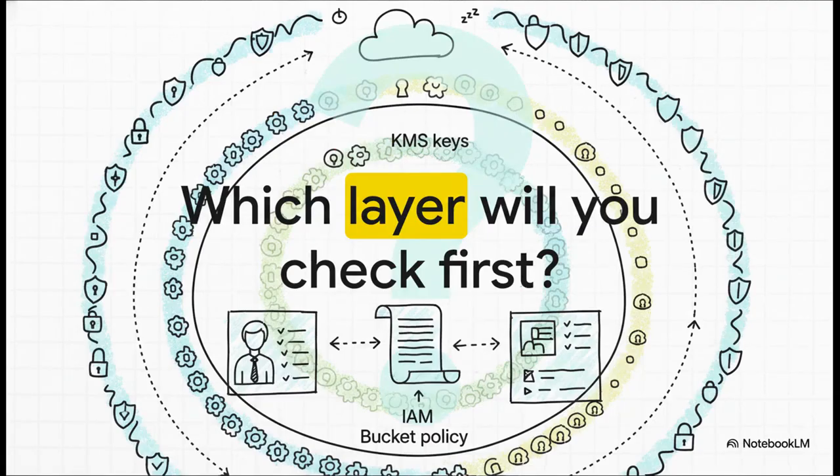So, the absolute crucial point to leave you with today is this. Next time your pipeline halts at 2 a.m., which layer are you going to check first? Remember, S3 isn't malfunctioning, it's just protecting data through a really logical, layered funnel. It works systematically from the inside out: IAM permissions, then bucket policy, then KMS keys, organizational controls, and finally, ACLs.